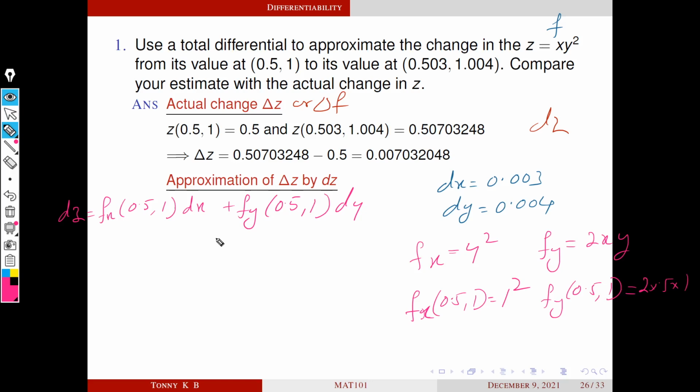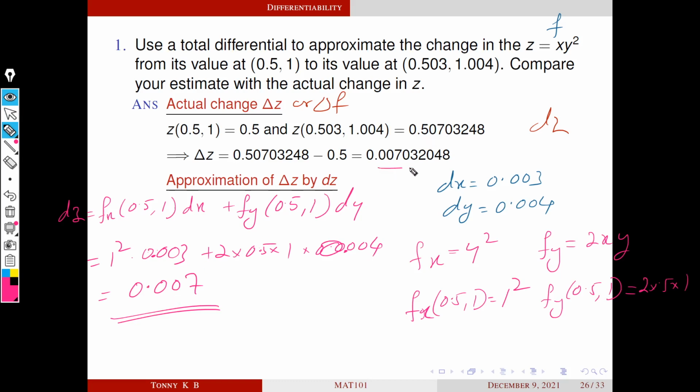So this dz becomes, this is our fx at this point into dx, that is 1 into 0.003, plus 2 into 0.5 into 1, that is our fy, into the change in y, which is 0.004. Upon simplification, this is equal to 0.007. So this is the approximate change in our function.